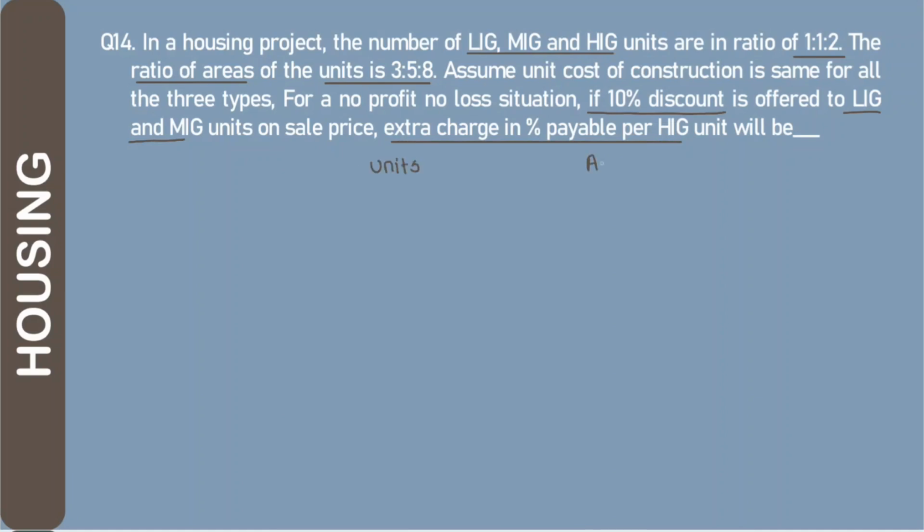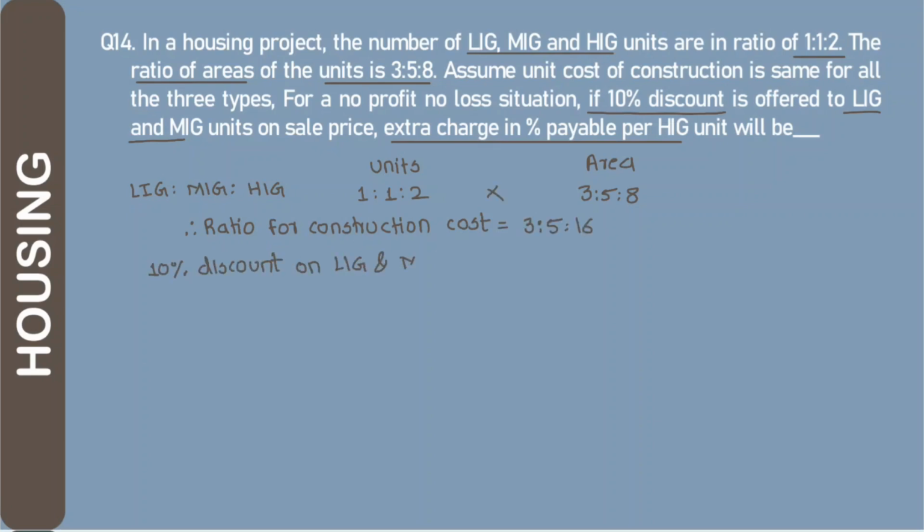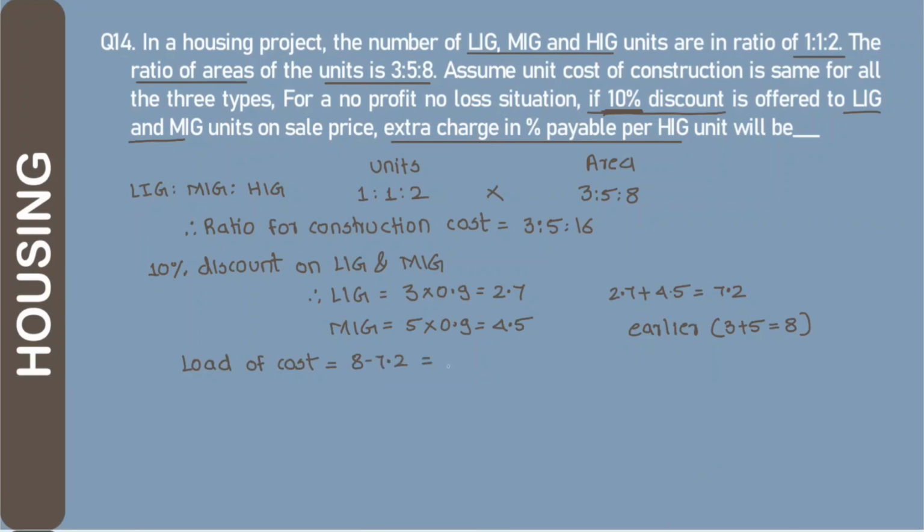So we see the unit and the area of LIG are given. Ratio for construction cost will be the multiplication of unit into area, that is 3:5:16. If a 10% discount is given, LIG will be 2.7 and MIG will be 4.5, which adds up to 7.2, but earlier it was 8. So the total loss cost of 0.8 will be on HIG. So the extra percentage payable by the HIG unit will be 5%.